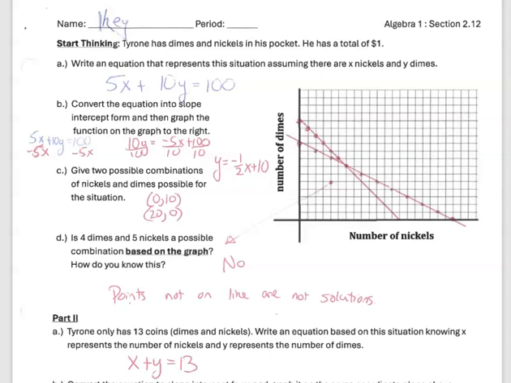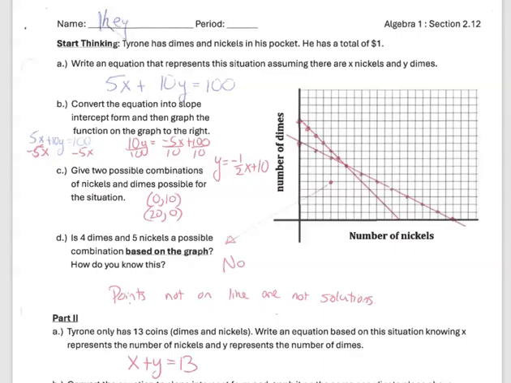Alrighty, I wanted to run through the lesson for 2.12 and explain what we did in class for anybody who wasn't here or just wants to have another look at it. So the start thinking part says Tyrone has dimes and nickels in his pocket. He has a total of $1.